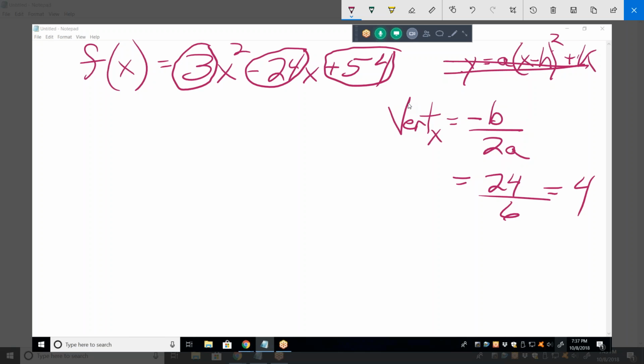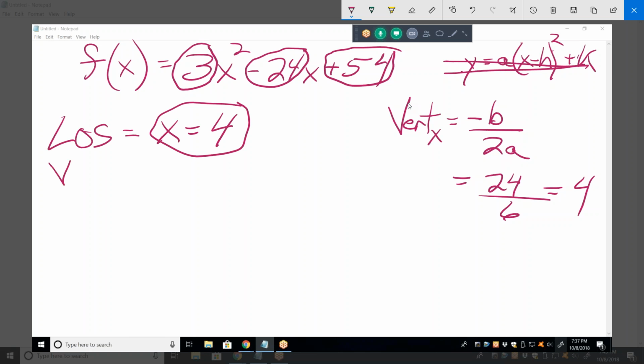So I've got the x coordinate of the vertex. So the line of symmetry I know. It's x equals 4. Remember, the line of symmetry is a line, so you need an equation of a line. Now, I know the x coordinate of the vertex is 4. What's the y coordinate of the vertex? So we're going to want to substitute x into the equation of the function. We're going to find f of 4.